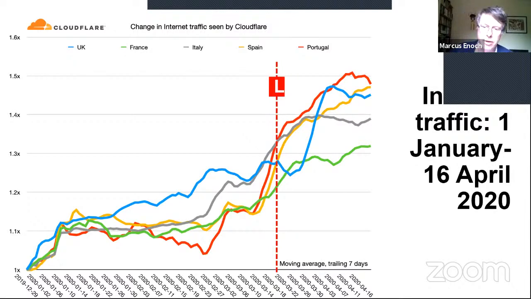And then unfortunately, our graph runs out in the middle of April, but I've heard that since then it has actually increased. One fear had been that if everyone suddenly went from doing things physically to virtually, then people wouldn't be able to get online anymore, that the capacity of the internet wouldn't be high enough.